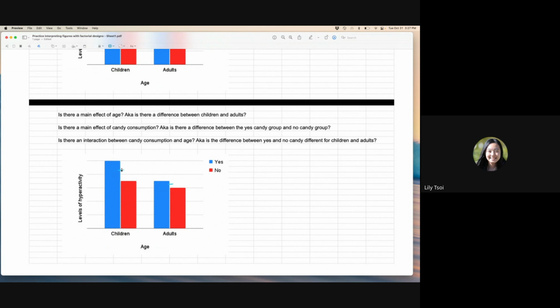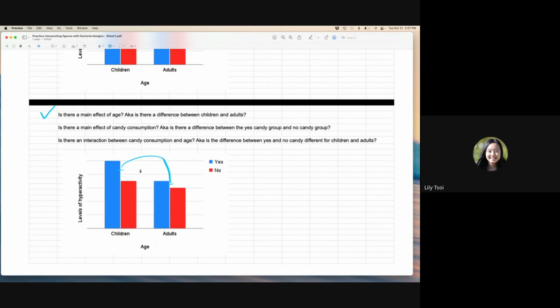And what we want to do is see whether there's a difference between the mean for children and the mean for adults. And there is. So we do have a main effect of age. Is there a main effect of candy consumption? AKA, is there a difference between the yes candy group and no candy group? So what we want to do is compare the blue bars, the mean of the blue bars, with the mean of the red bars. So let's calculate the mean of the blue bars.